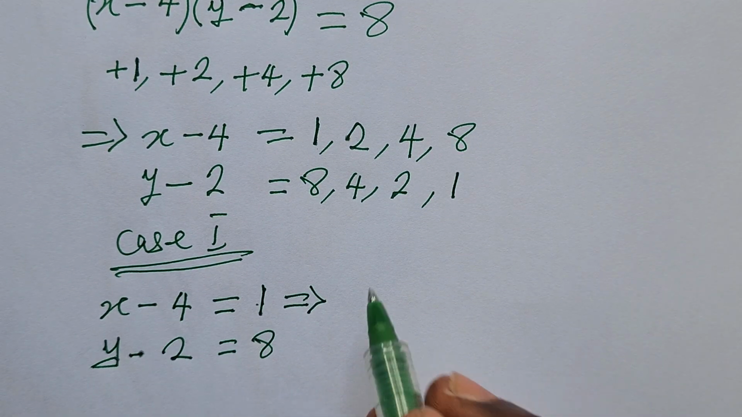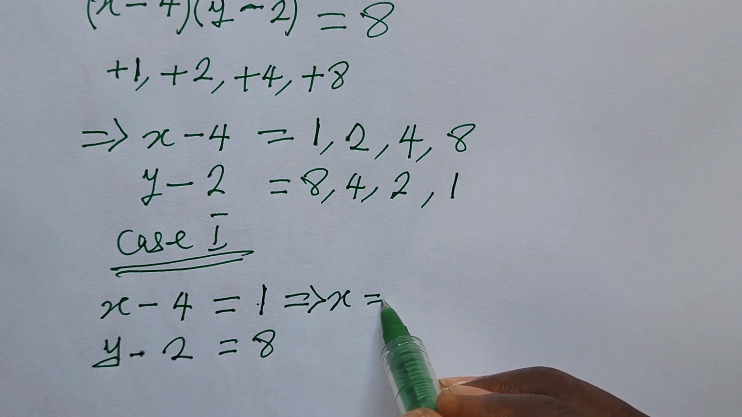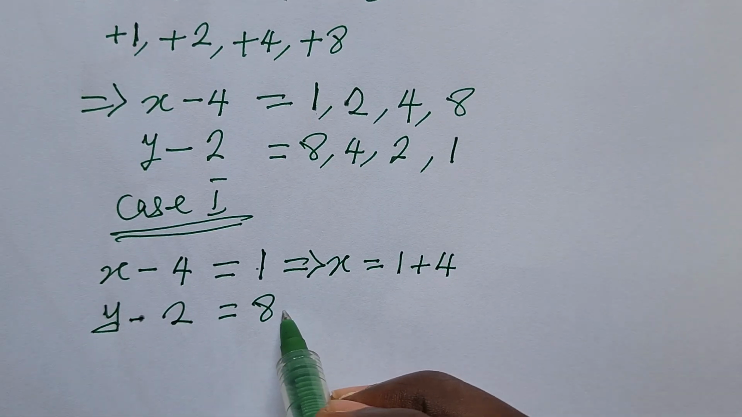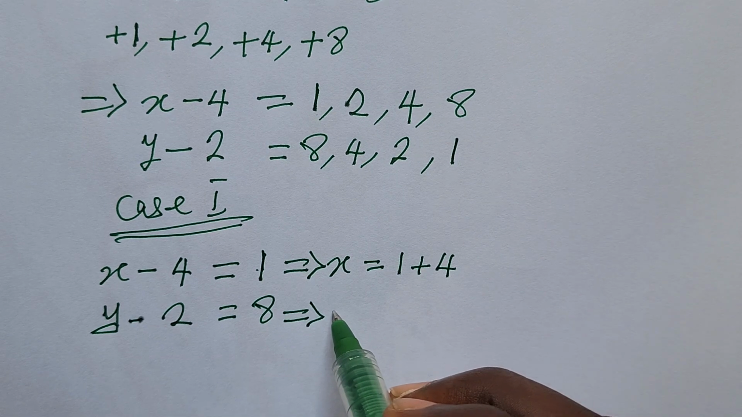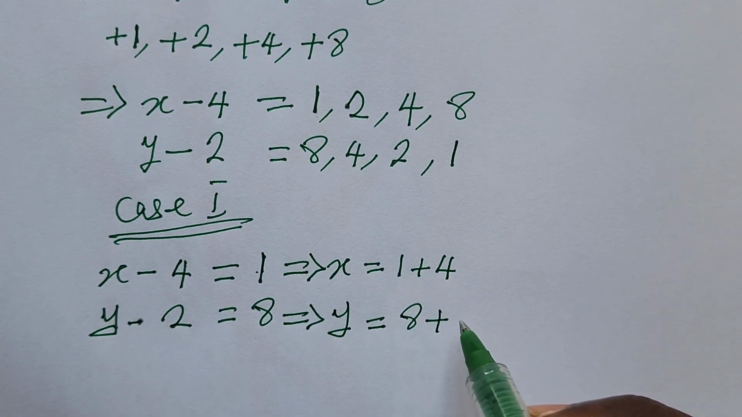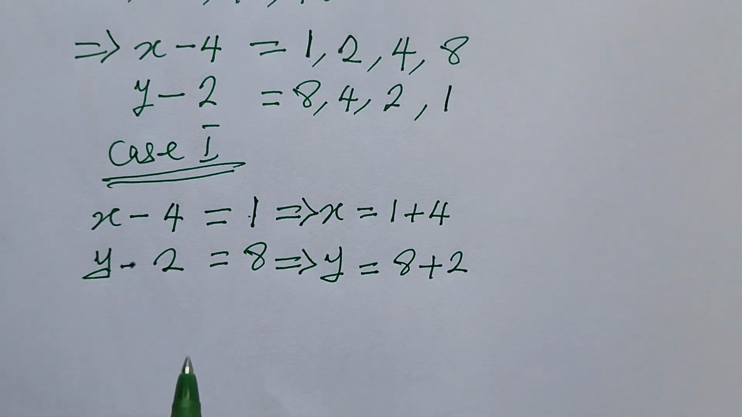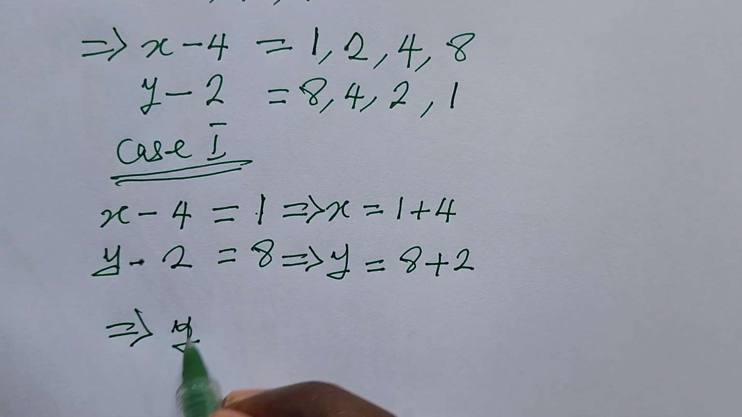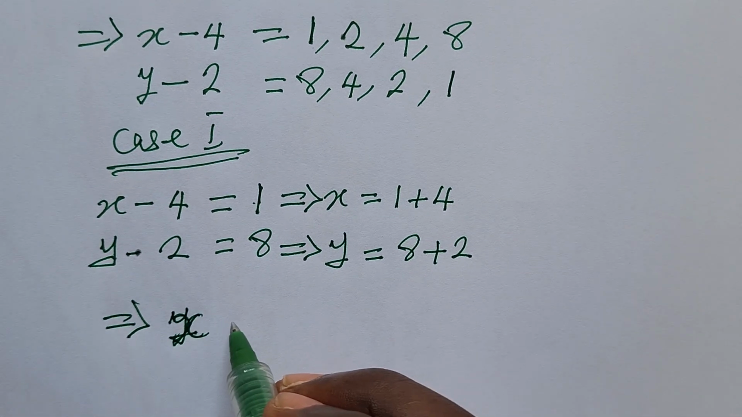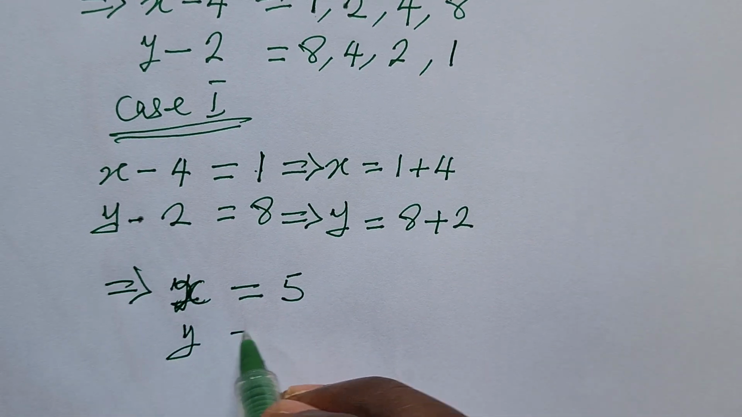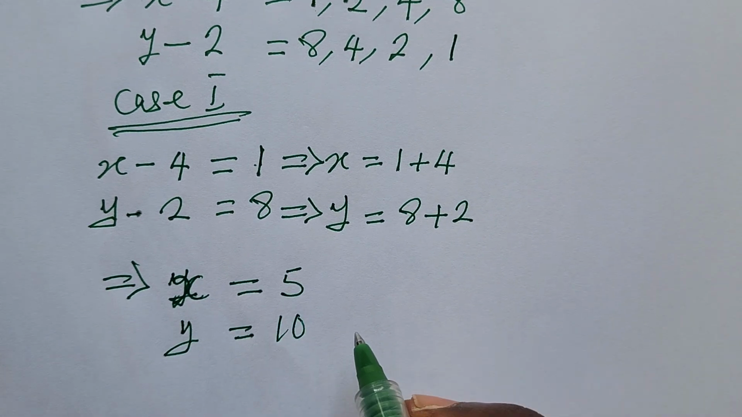We send this to this side to give us x is equal to 1 plus 4. Then on this other side, we have y equal to 8 plus 2. So from here, let's start with x. Our x will now be equal to 5, and our y will now be equal to 10.